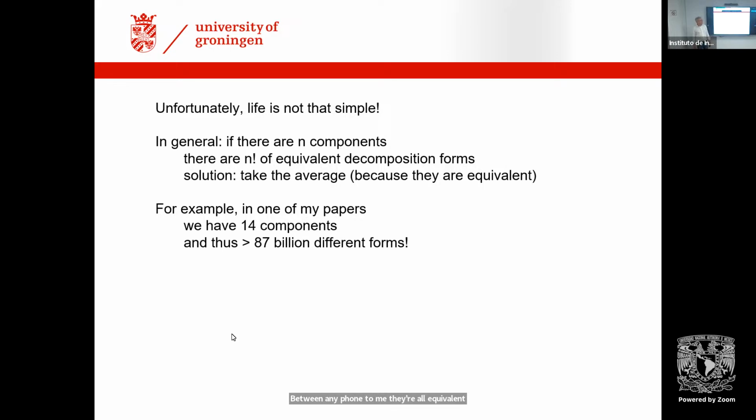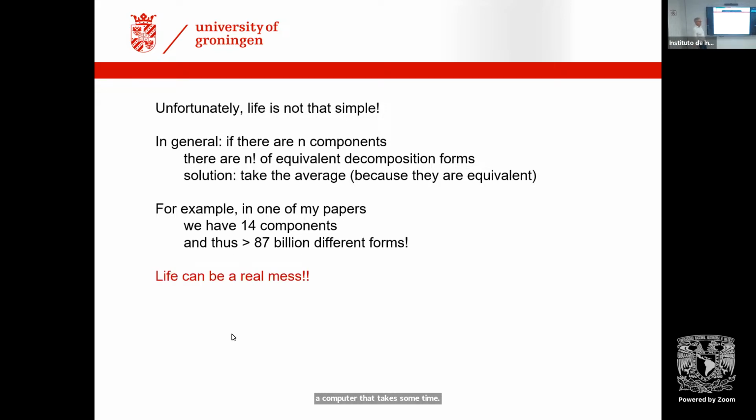And in one of my papers, I had used 14 components. That's great fun, because that gives much more. That gives more than 87 billion different decomposition forms. So if you have to calculate 87 billion different decomposition forms and then take the average, even with a computer, that takes some time.